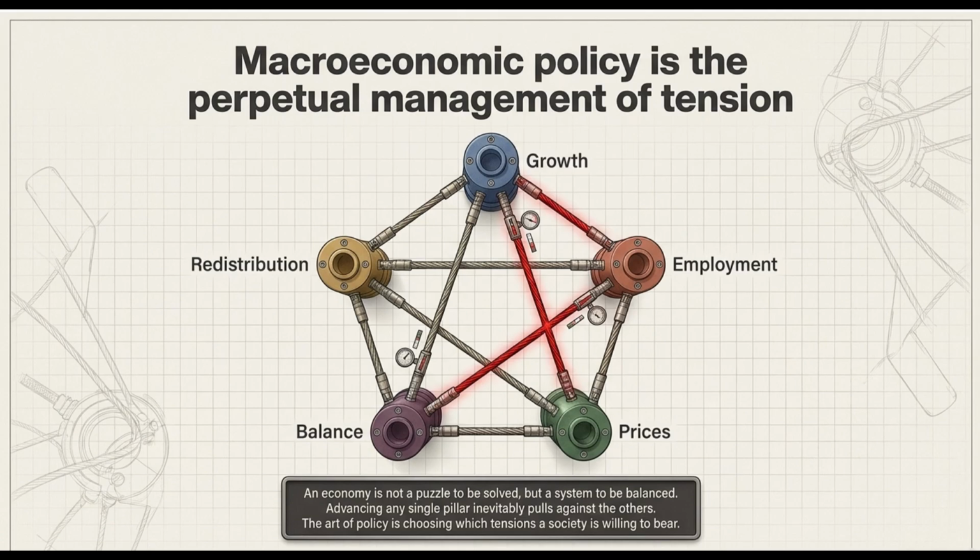So in conclusion, macroeconomic policy is the continuous management of competing goals, right? Government must carefully balance growth, employment, price stability, and trade balance, also the redistribution. So no single policy solves every problem at once. The challenge of economics is choosing the best balance for society while minimizing negative consequences.